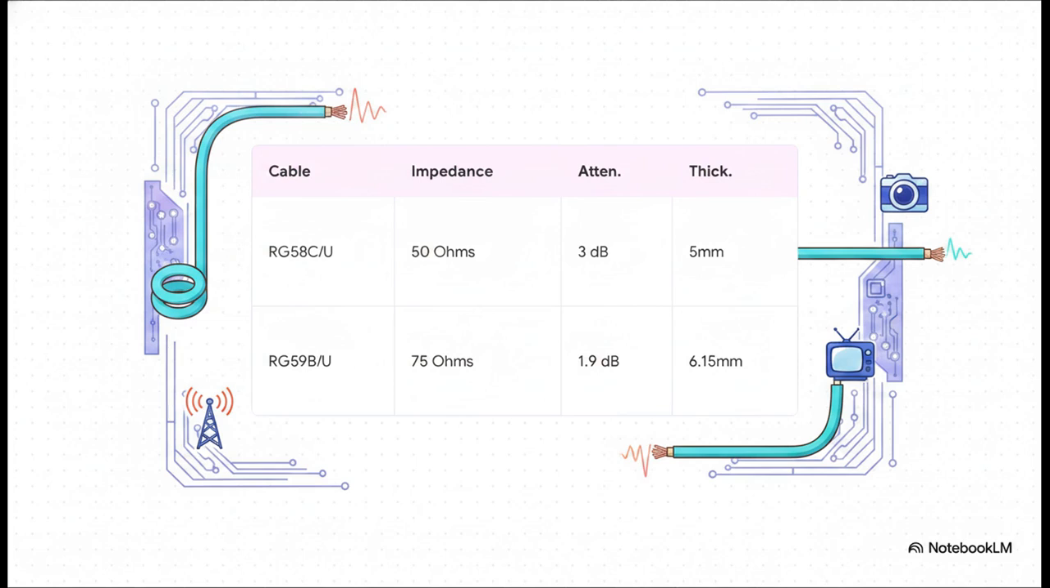Well, let's take the RG58C/U. It's a 50 ohm cable, it's exactly 5 millimeters thick, and it has an attenuation of 3 decibels per 10 meters. Because it's thin, it's perfect for short-length runs.